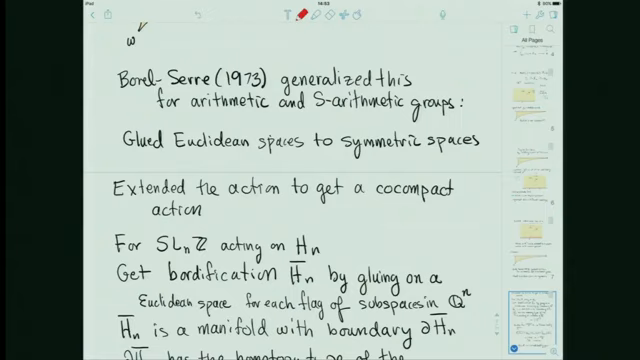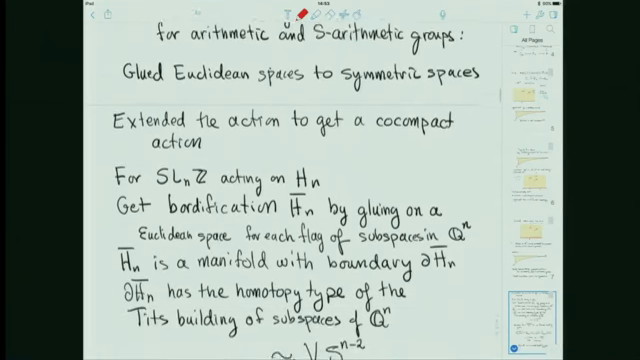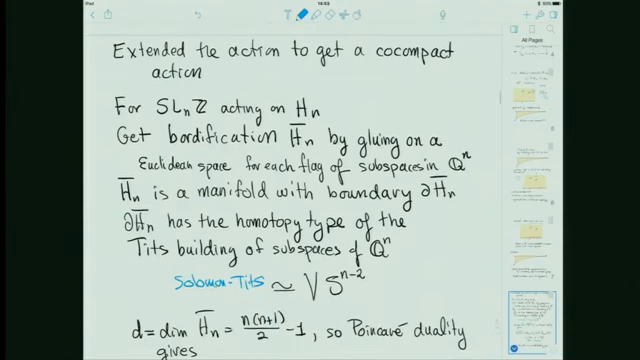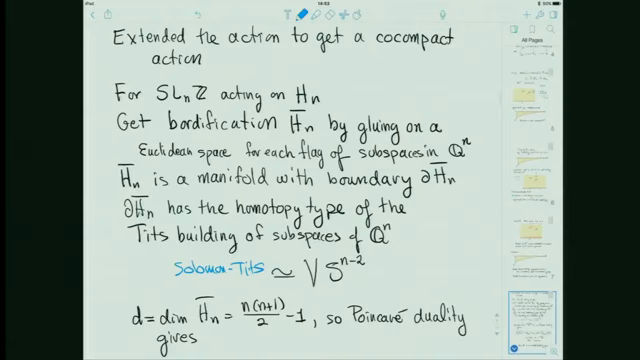So they proved that after they do this, you get a manifold with boundary. And furthermore, the boundary has the homotopy type of the Tits building of subspaces of Q^n. So this is the Solomon-Tits theorem, which says that this boundary is homotopy equivalent to a wedge of spheres, which we also saw in the last talk. I could have probably cut out the whole first 10 minutes of my talk. Right. The dimension of the symmetric space is n(n+1)/2 minus 1. This is a wedge of spheres of dimension n minus 2.